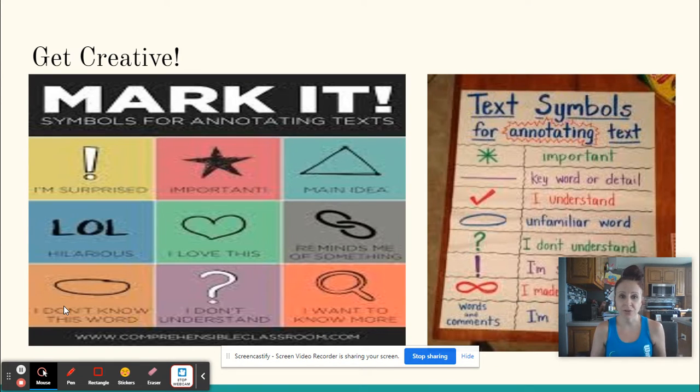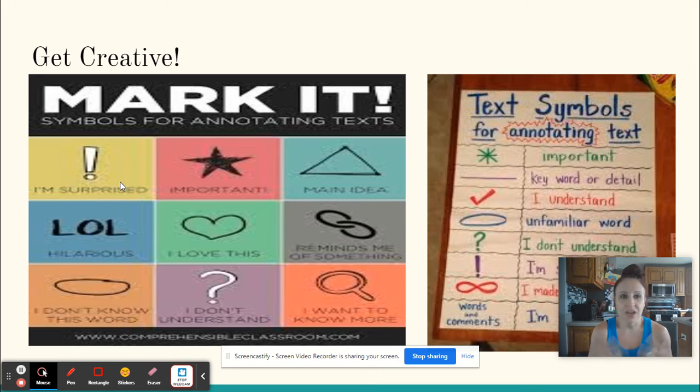You can get really creative with annotations. I've seen teachers use text speak for annotation. This one has the example of LOL, BRB, I want to come back to this, OMG, it's surprising. So you can come up with whatever symbols that you want.